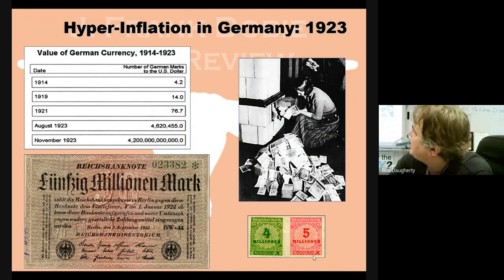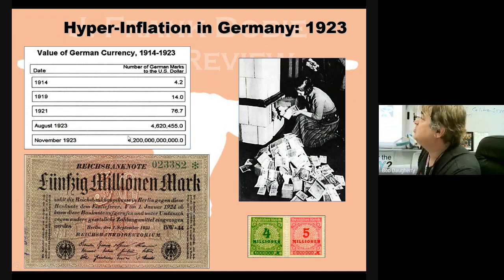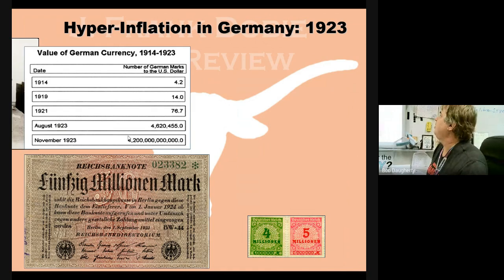If you look at this, y'all, in 1914, 4 marks bought you $1. By 1923 here, y'all, it took, what is that, $1 trillion? Is that $1 trillion? Let's see, there's million, there's billion. 4 trillion marks. Trillion, y'all, that's 1,000 billion. 4,000 billion marks bought you a single US dollar.